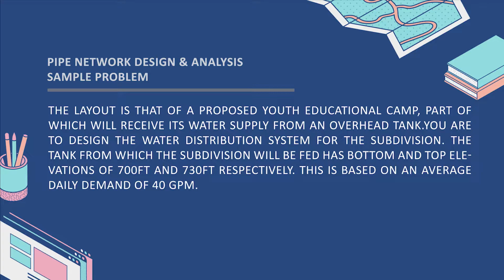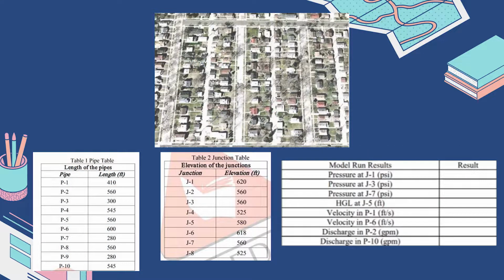The tank from which the subdivision will be fed has bottom and top elevations of 700 and 730 feet respectively. This is based on average daily demand of 40 gallons per minute. And here's the detail for the lengths of the pipes and elevation of the junction.